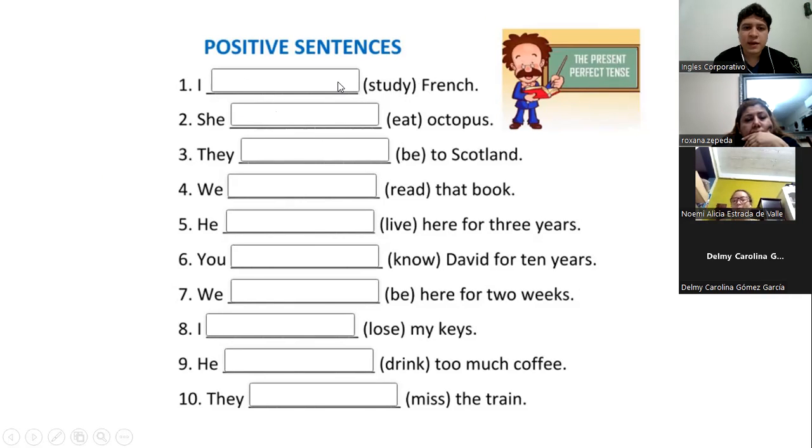Número uno, ¿cuál sería? Tenemos I, okay? I. Me pide que el verbo study. Para I ocupo have or has.